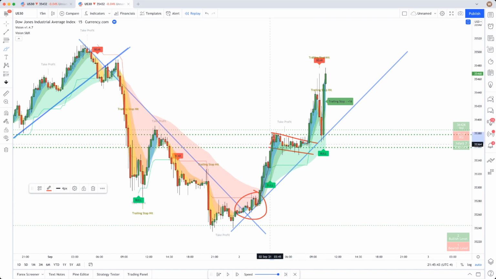If you ever see US 30 doing this, where it just rips up and stalls out, never go short on that. You will get burned every time.